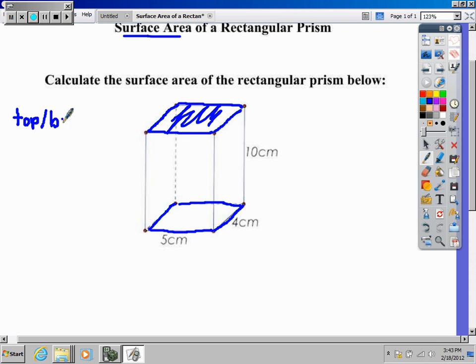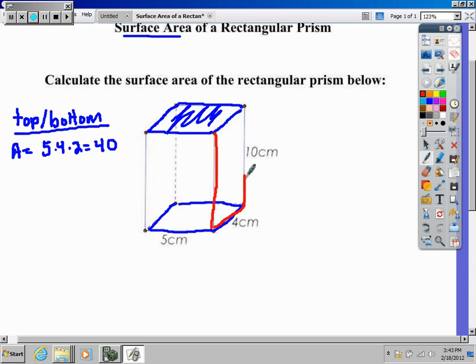So if I look at the top and the bottom and I want to calculate that area, the area is going to be equal to just 5 times 4. So I take 5 times 4, but there's 2 of them, so I multiply it by 2, and then I get 40 centimeters squared. So that would be for the top and the bottom.